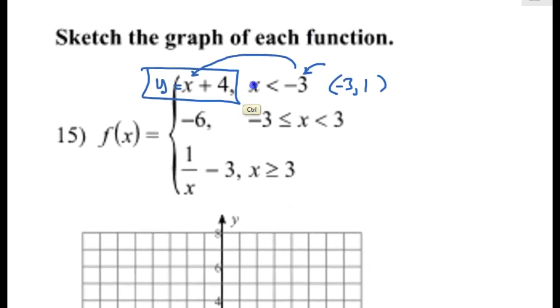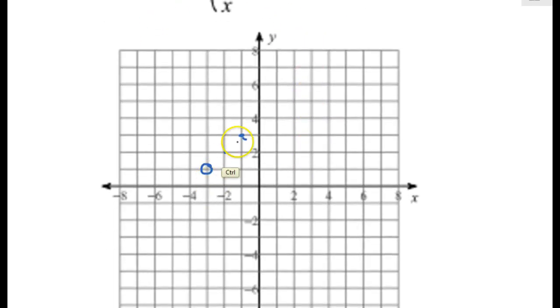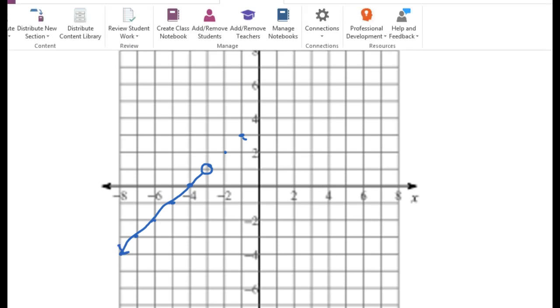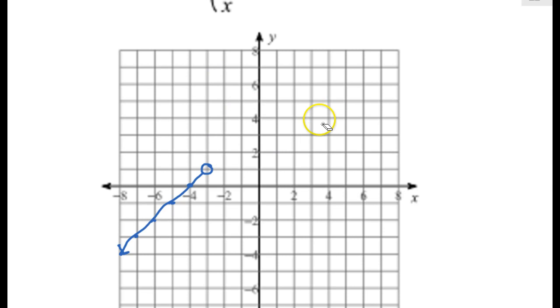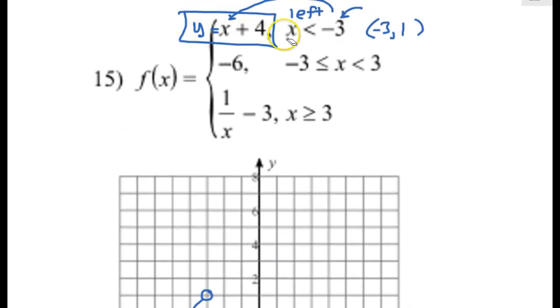But wait a minute, slow down. We want x values that are less than -3. That means we need to stay to the left of -3. This function is to the left of -3. So these dots I started to put, they're to the right. So that's going the wrong way. So instead of going up 1, right 1, I need to go down 1, left 1 like this. So this piece of the function is going to go in this direction. And let's go ahead and erase these extra points. So that's it. We've graphed the first piece of the function.